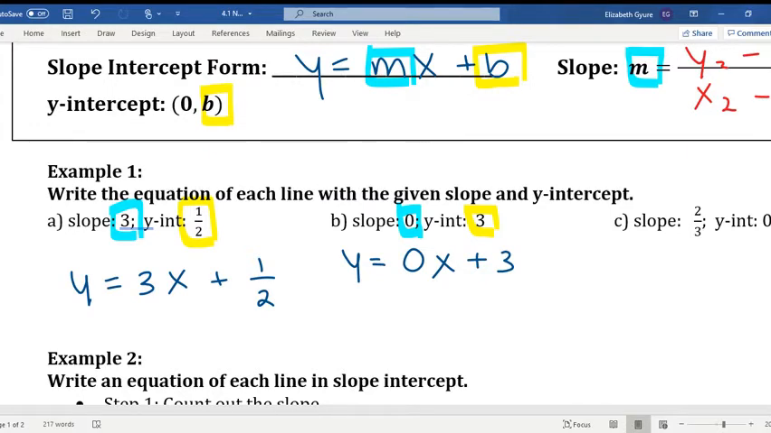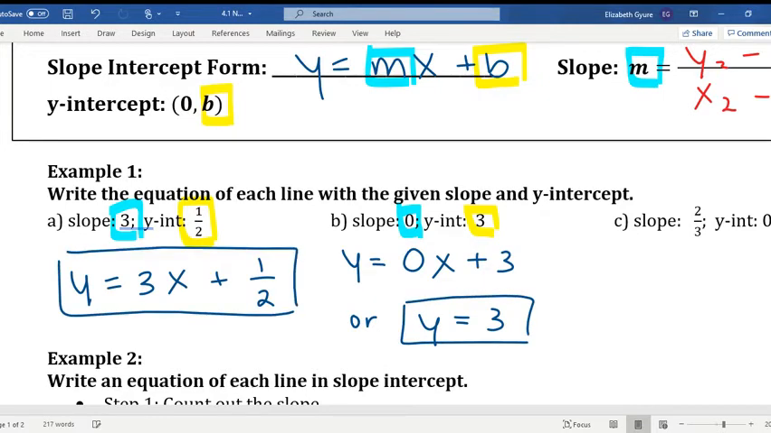Now, does this look a little funny to anybody? Look, yeah, it looks a little funny to me. 0x, right? Doesn't that look a little weird probably? If you have 0x, well, doesn't it actually mean that there's no x's at all? So if there's none of something, do we have to include it? No. So you actually could rewrite this one as just y equals 3. You don't have to have the 0x there if you don't want to.